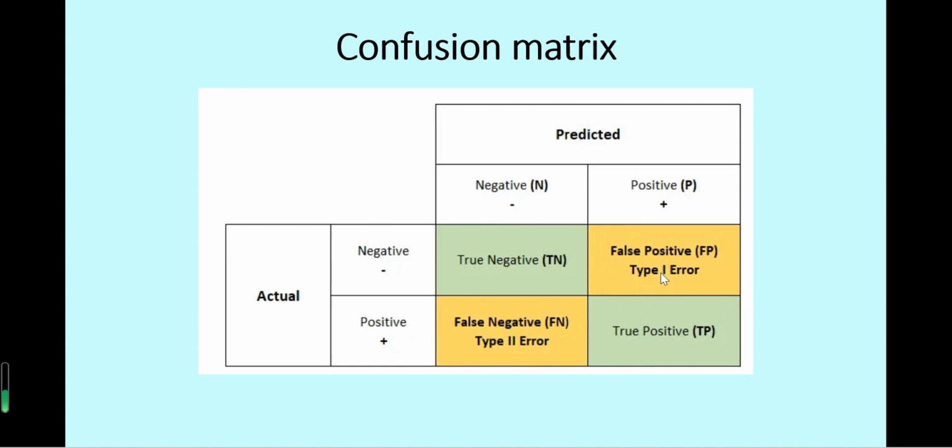In statistical notation, this area is also called type 1 error, because the model takes it as significant, but actually it's not significant, so there's an error. And this place in statistical notation is called type 2 error, because the model does not find the actual positive value. It missed the positive value.